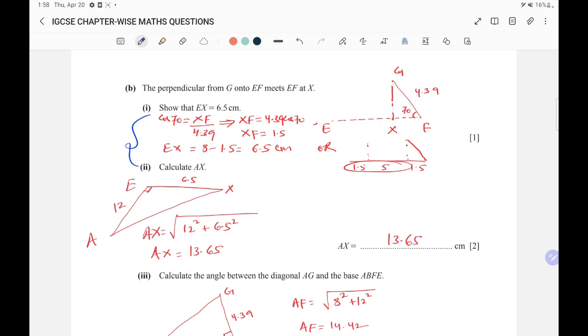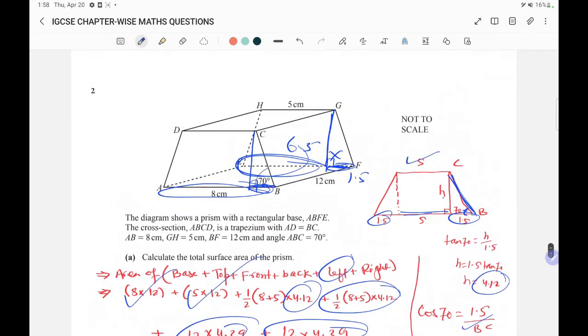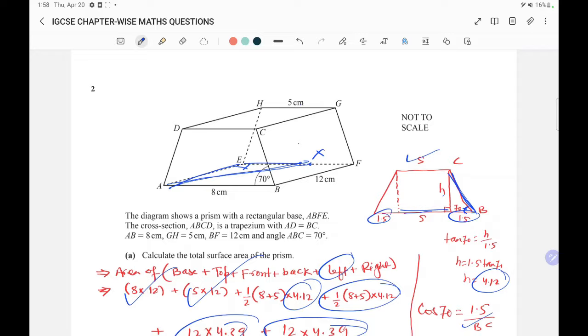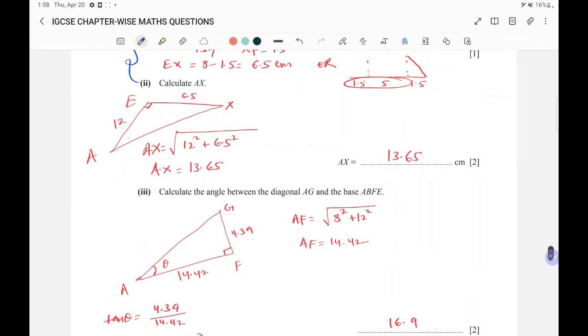Now calculate AX. Where is AX? Calculate AX. Oh, this one. It was X, right? So calculate AX. Yeah, we can easily calculate. We have AE length, we have this length, and here it is 90 degree. We can apply Pythagoras theorem. So yeah, 12 and 6.5, apply Pythagoras theorem. Root of 12 square plus 6.5 square, you will get this length.